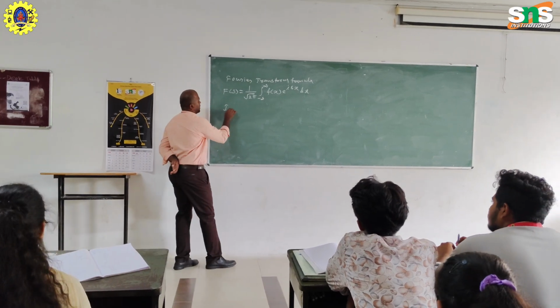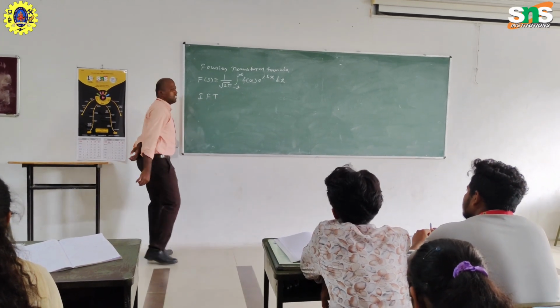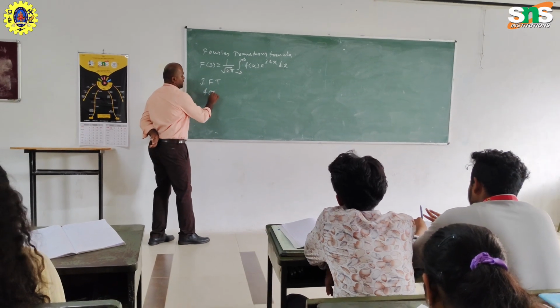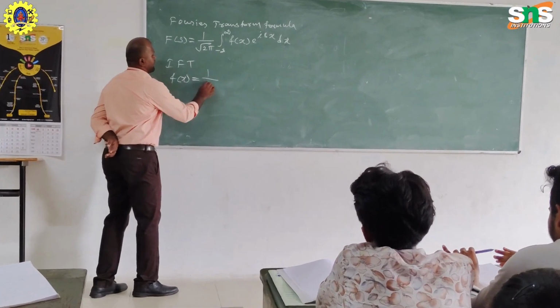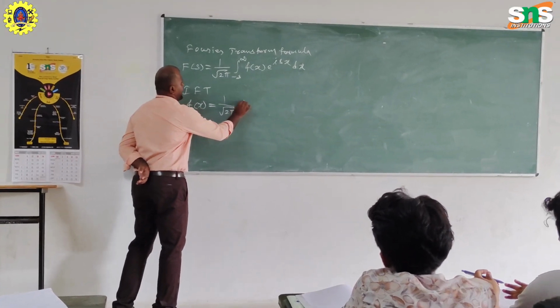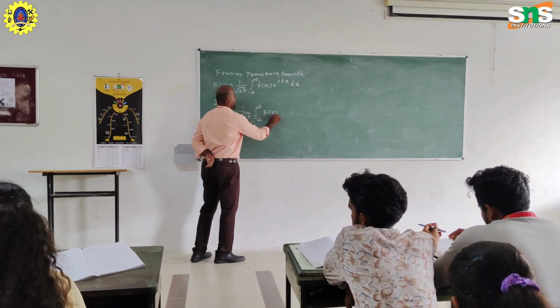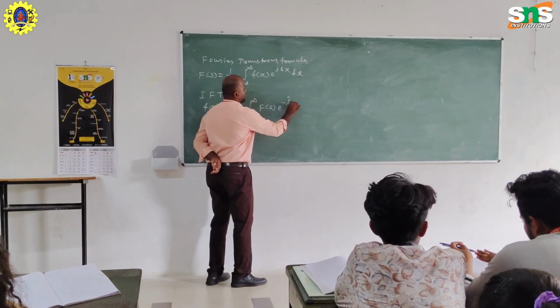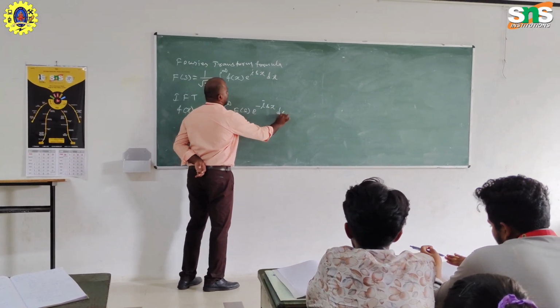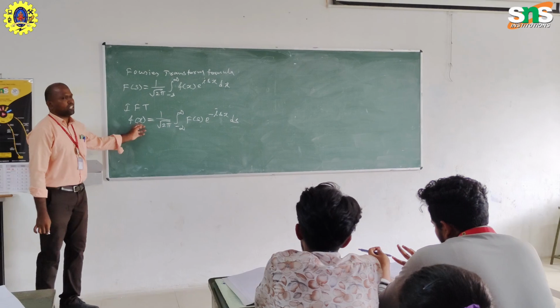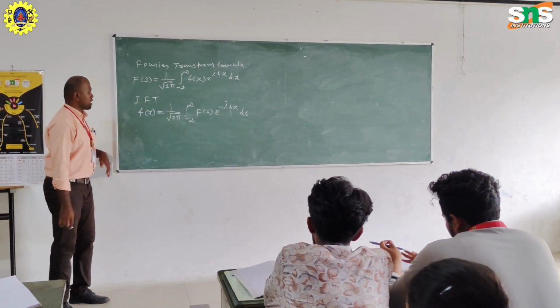Next one is inverse Fourier Transform formula. Inverse Fourier Transform formula is small f of x equal to 1 by root 2 pi integral minus infinity to plus infinity capital F of s e power minus isx into ds. This one formula is the inverse Fourier Transform formula.